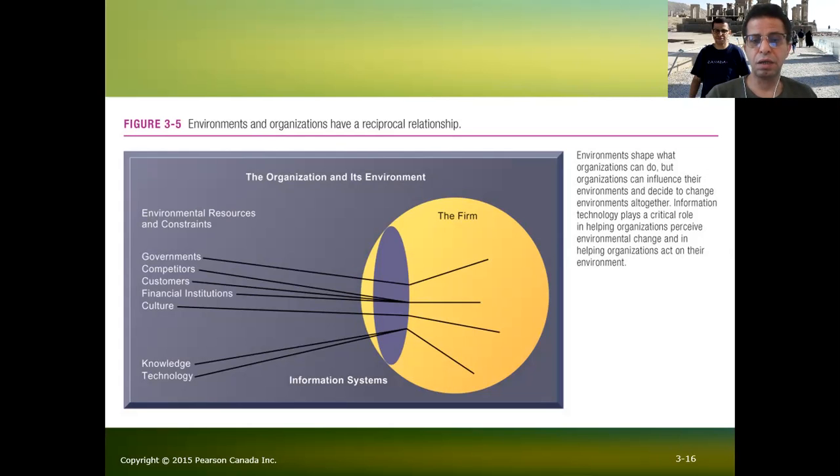So it's basically environment and organization have a reciprocal relationship. And you notice here the firm is like an eye, and there is a lens, and they view the government, the competitors, the customers, financial institutions, cultures, and knowledge and technology, and the information system goes through it.